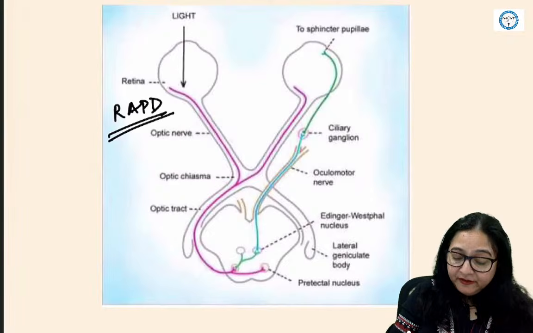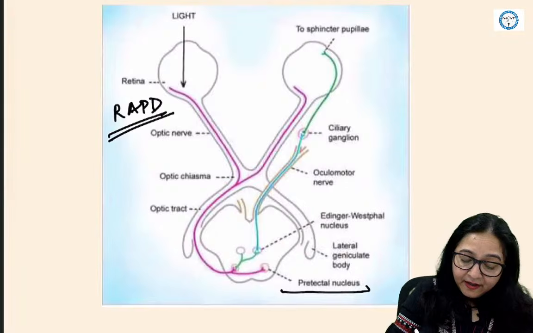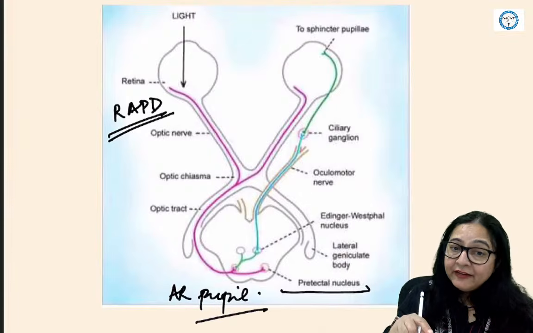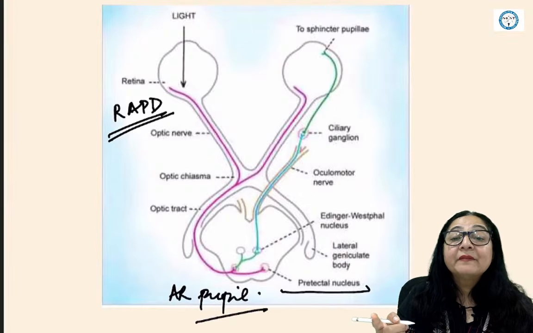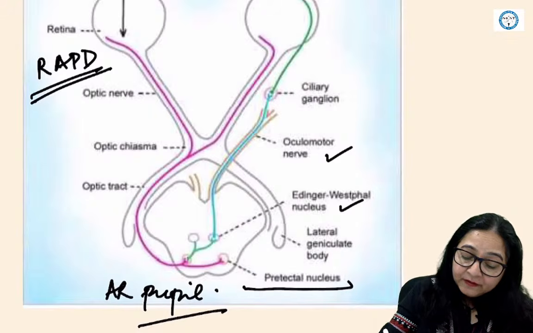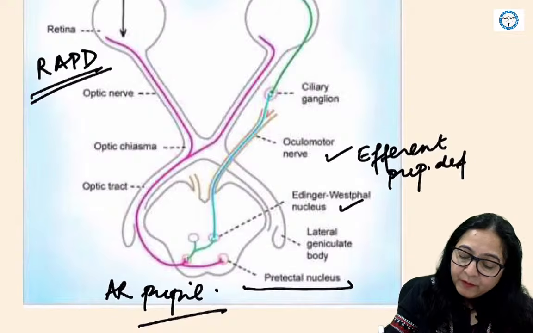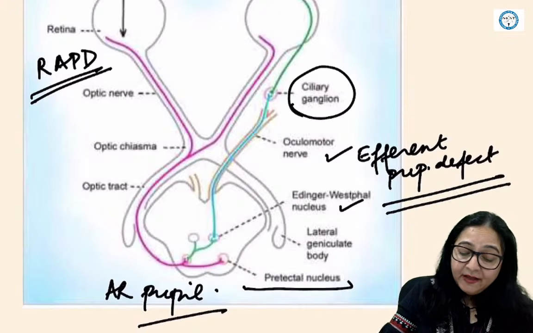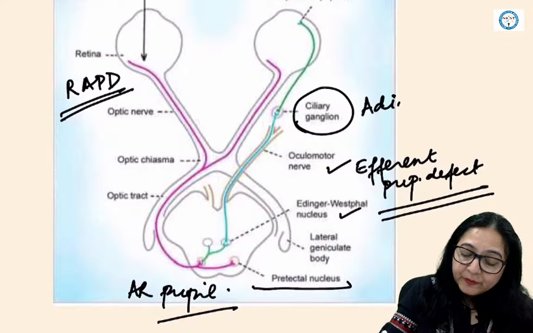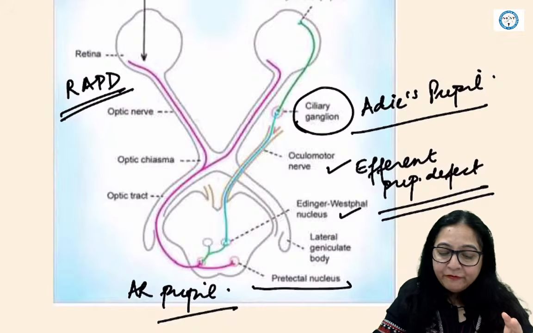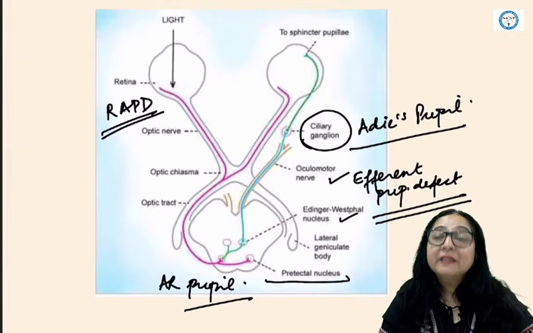If the afferent pathway is affected, your optic nerve or retina is affected, then we get RAPD. If the lesion is in the midbrain pretectal area, we get AR pupil, Argyll-Robertson pupil, in which light reflex is absent, accommodation reflex is present. If the lesion is at the level of the third nerve nucleus, that causes efferent pupillary defect, but there will be no problem in the dilation. If the lesion is in the ciliary ganglion area, that will lead to Adie's pupil, in which the pupil is tonic. So again, a few simple things to remember, but they can help you in attempting the question, bache.